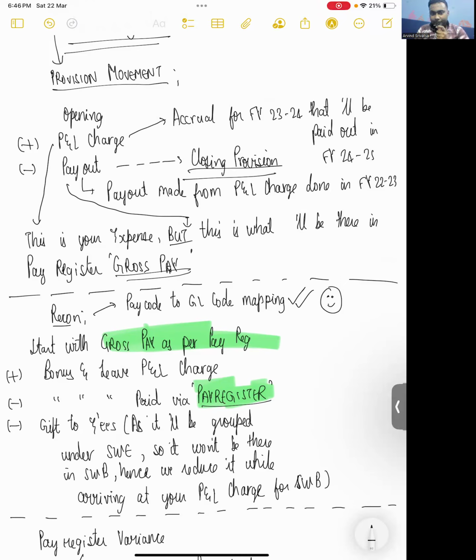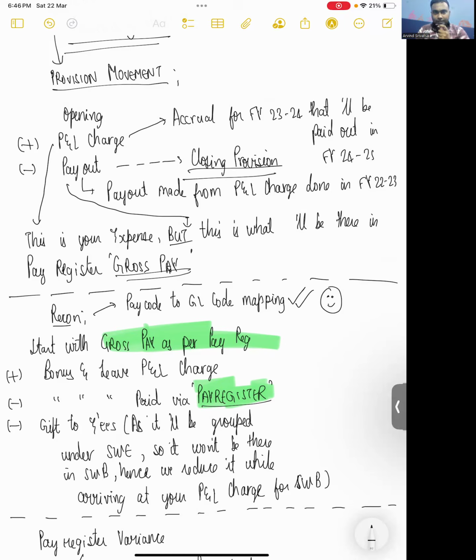And similarly, your gift given to employees will be grouped under your staff welfare expenses. So it won't be there in the salaries, wages, and bonus number which we are trying to derive. So we will reduce it while arriving at the P&L charge for salaries, wages, and bonus. Then we will derive the salaries, wages, and bonus number. We will compare it with the salaries, wages, and bonus number which is there in the grouping. We will see if there are any further reconciling items and we will understand.